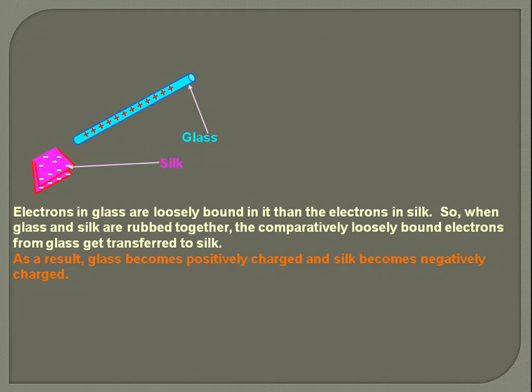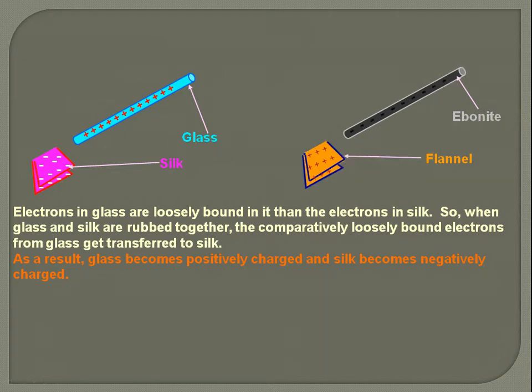Let's take another example. This time we are taking an ebonite rod and a flannel. Flannel means fur. When we rub these two materials, this time the ebonite rod becomes negatively charged and the flannel becomes positively charged, just opposite to this. In this, silk becomes negatively charged and in this, flannel becomes positively charged.